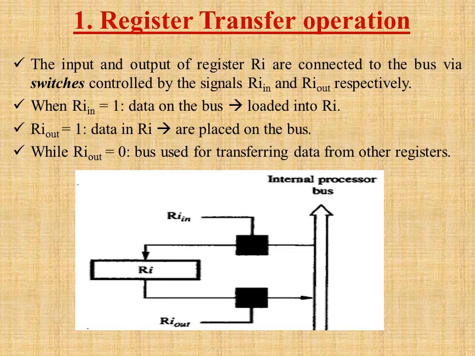If I want to read something from the register RI, I will supply RI out equals 1 and RI in equals 0. It will turn on the switch RI out and turn off the switch RI in. So whatever the contents of RI are, they will be read through the switch and given to the processor bus. This processor bus will take that data to the specific destination. This is nothing but a register transfer operation.